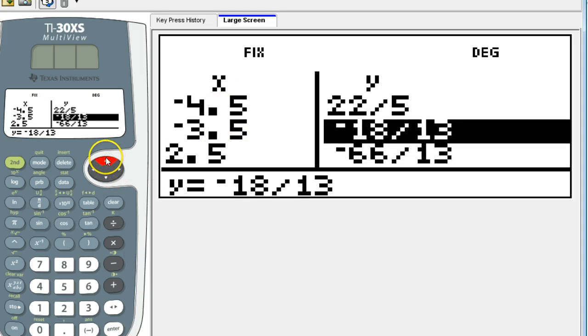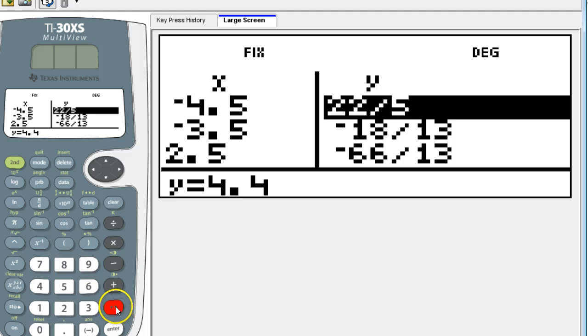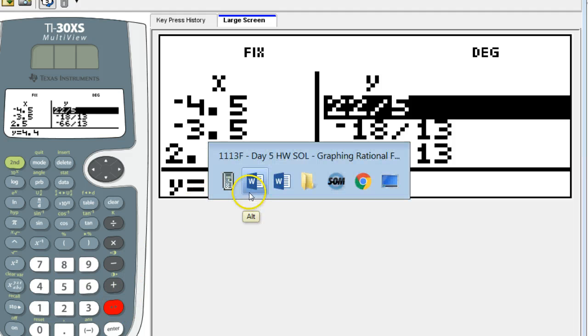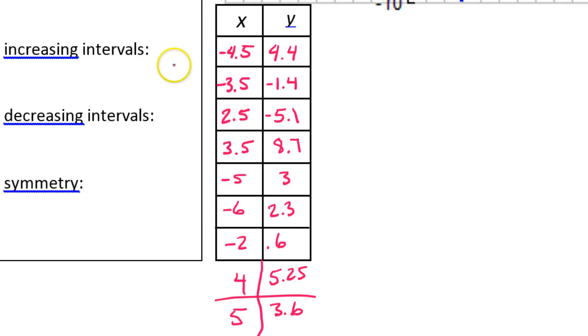I'll come over here and turn these into decimals using the toggle key. So that's 4.4. All right, so these are all the values that you get. I went ahead and did them all off camera so I wouldn't bore you any more than I have to. So I'm going to take all these values and plot them on the graph and see how they look. I'm going to do all that off camera as well.